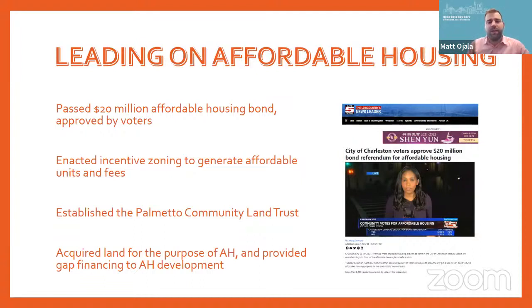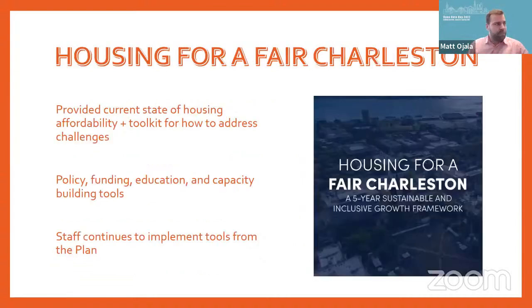In partnership with the Charleston Redevelopment Corporation, the Palmetto Community Land Trust was established to create long-term affordable housing opportunities based in community ownership. And the city has actively acquired land expressly for the purpose of building affordable housing and has partnered to provide the gap financing necessary to enable additional affordable homes in Charleston.